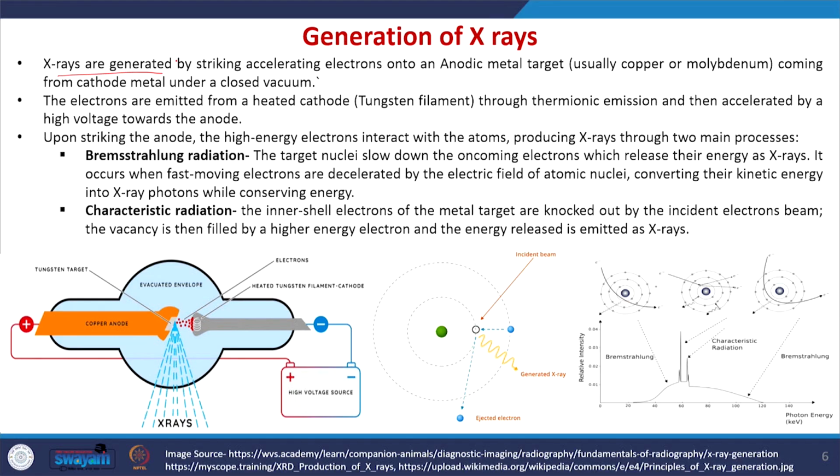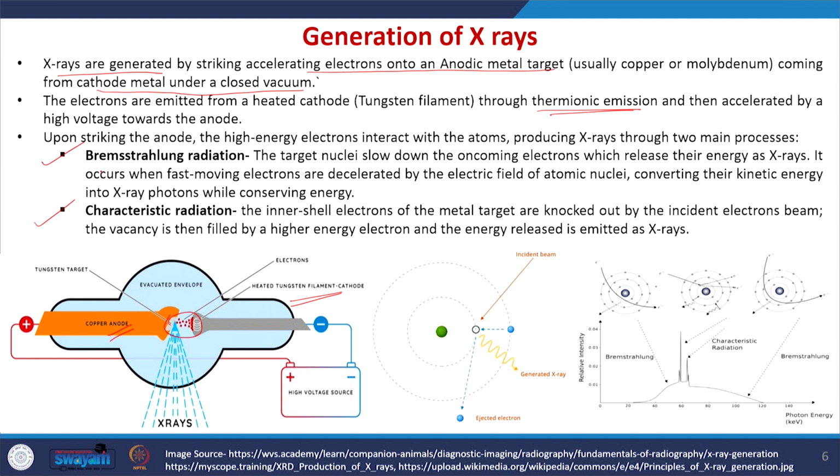Let us see how these X-rays are generated. These X-rays are generated by striking accelerated electrons coming from a cathode onto an anodic metal target under a closed vacuum, and this anode is mainly made up of copper or molybdenum. The electrons are emitted from the heated cathode, that is a tungsten filament, through thermionic emission, and are accelerated through the high voltage towards the anode. Upon striking the anode, the high energy electrons interact with atoms, producing X-rays through two main processes. One is Bremsstrahlung radiation, the other one is characteristic radiation.